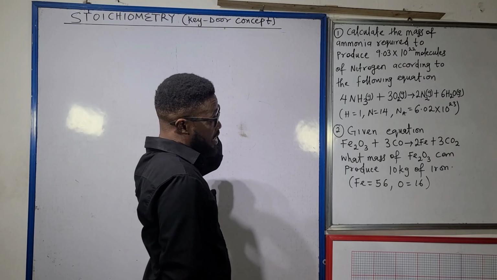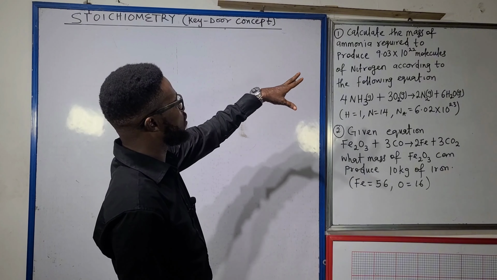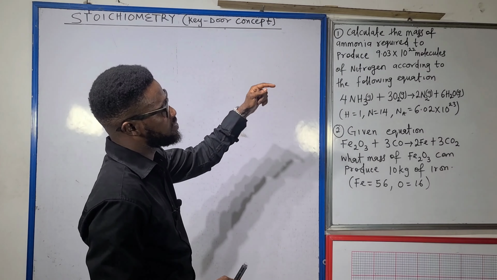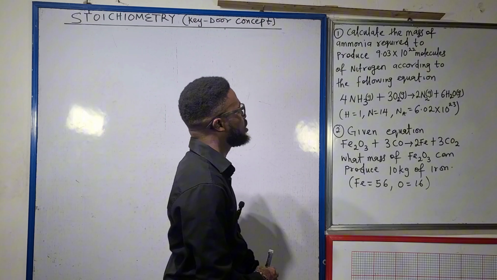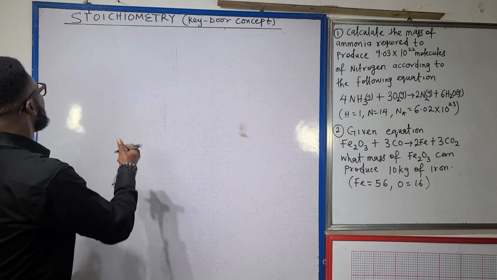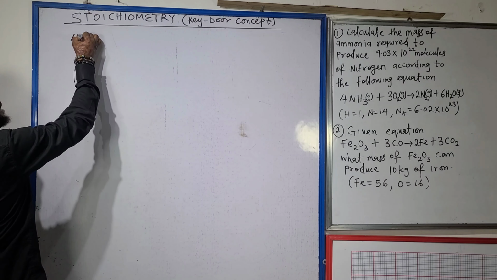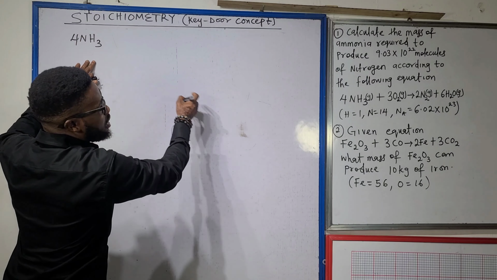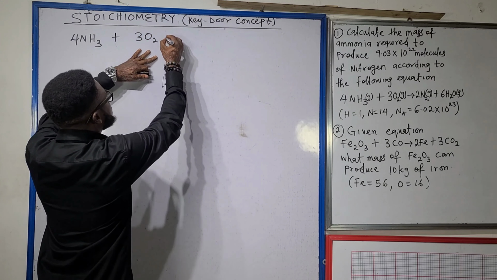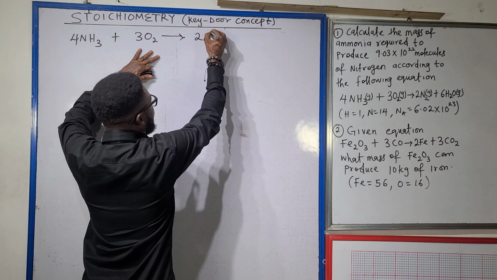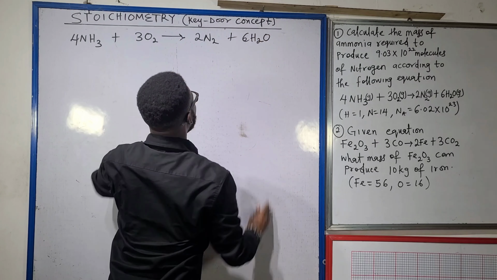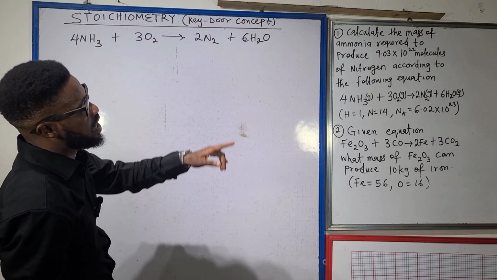So moving on, we have some questions to attempt here. The first question says, calculate the mass of ammonia required to produce 9.03 times 10 raised to the power 22 molecules of nitrogen according to the following equation. In this regard, we've been given the equation. So what we have is 4NH3 plus 3O2 to give us 2N2 plus 6H2O. In this case, we were told to calculate the mass of ammonia.